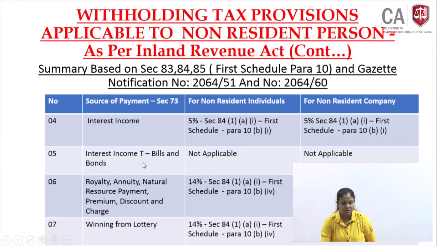And interest income on treasury bills and treasury bonds. Actually for these treasury bills and treasury bonds, now there is no withholding agent. Therefore, the withholding tax rates are not applicable. I have included this because students have this issue. For interest income from fixed deposits and savings they know very well, but for treasury bills or treasury bonds, they are thinking how are we going to do this.